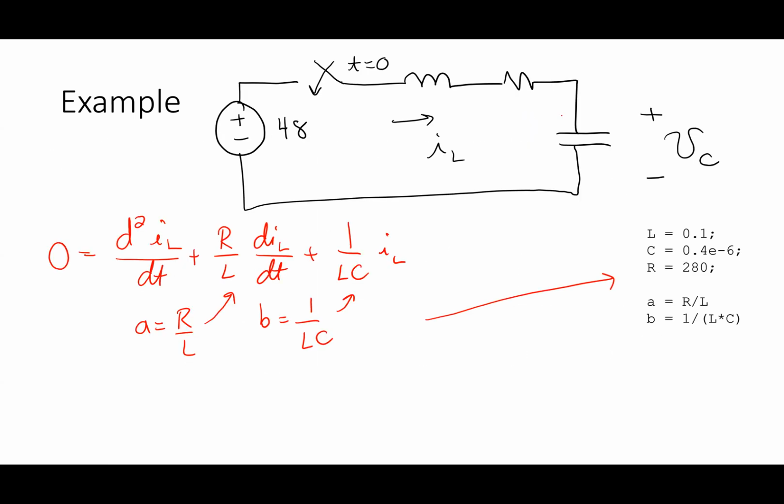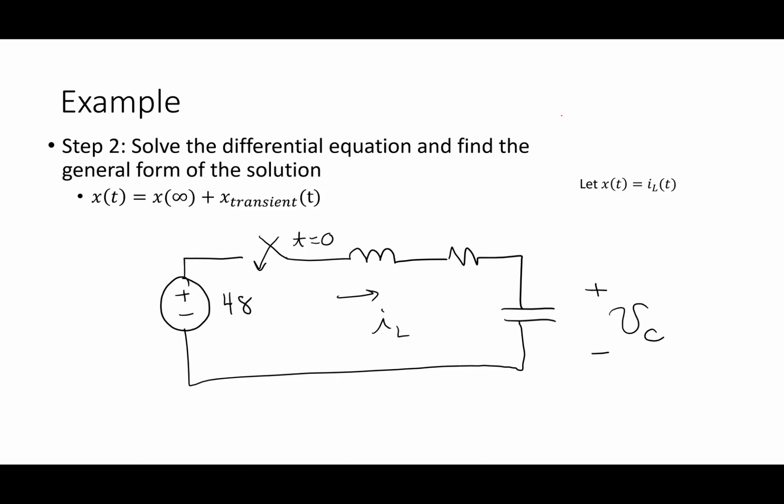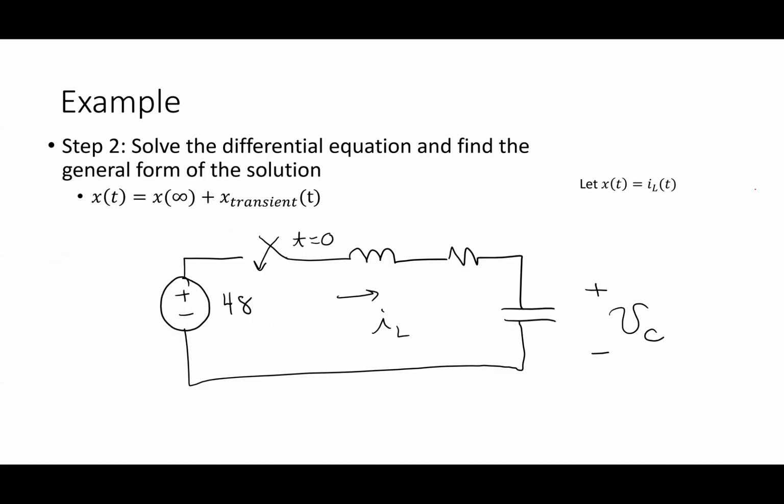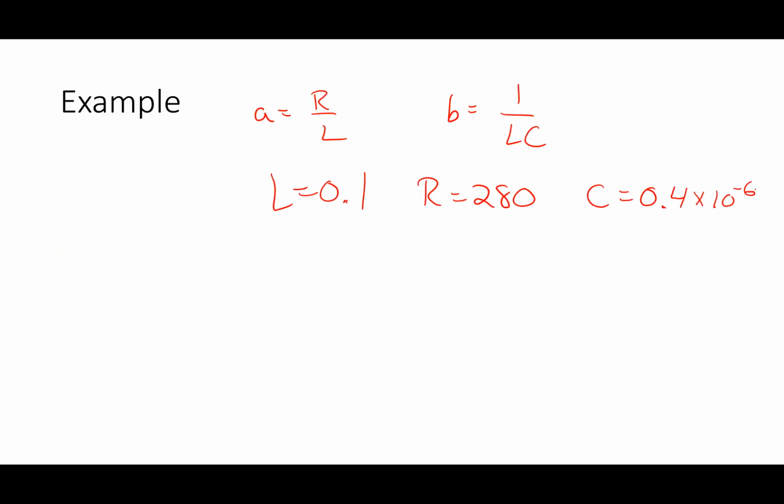All right, so we found that A was equal to R over L, B was equal to 1 over LC, and we had a set of numbers for those. L is 0.1. R is 280. And C is equal to 0.4 microfarads. So it's 0.4 times 10 to the minus 6, right? Yeah. 0.4 times 10 to the minus 6.